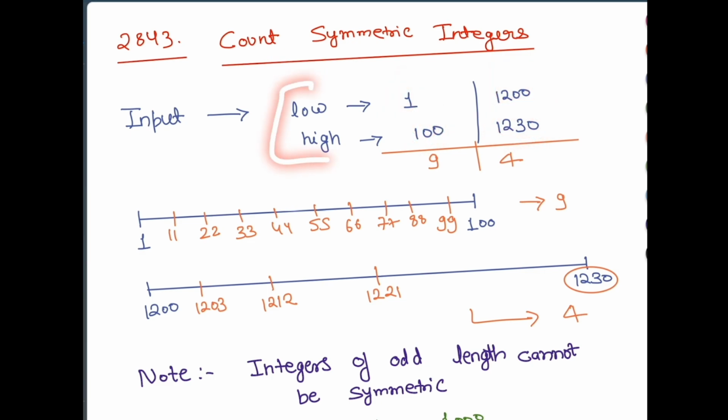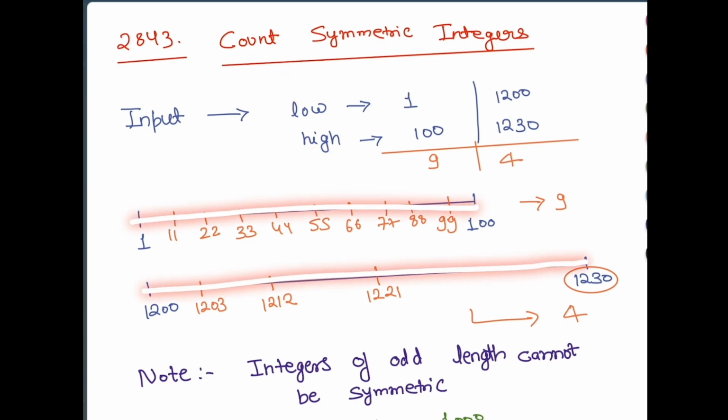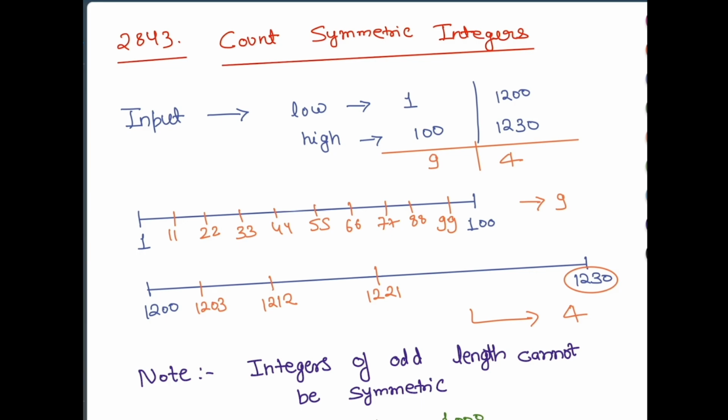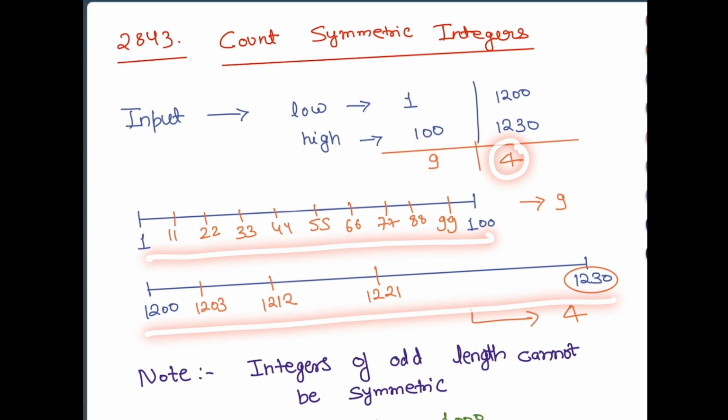What this input is saying is you have a range, for example 1 to 100 or 1200 to 1230, and you need to find out how many symmetric integers you have in this particular range. For example, in example number 1 where the input is 1 to 100, the output is 9. When it is 1200 to 1230, the output is 4. It means we have 9 symmetric integers in the range 1 to 100, and we have 4 symmetric integers in the range 1200 to 1230.